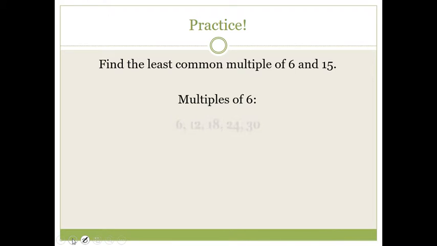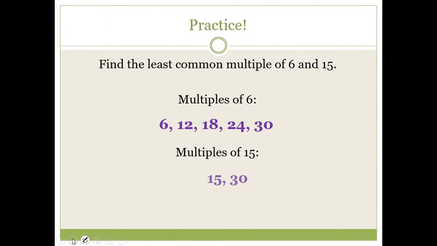Alright, so I'm going to go ahead and start listing out the multiples of 6. So we get 6, 12, 18, 24, 30, 36. We could keep going, and if I have to, I will, but let me start going ahead and writing out the multiples of 15. Alright, so 15, 30.